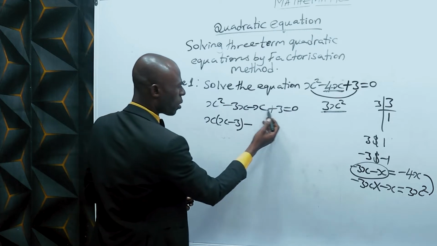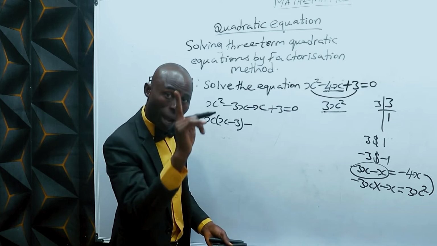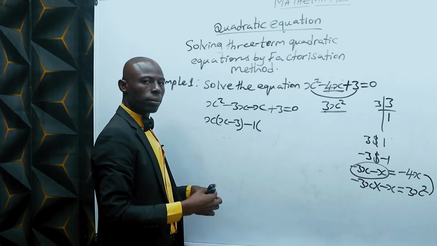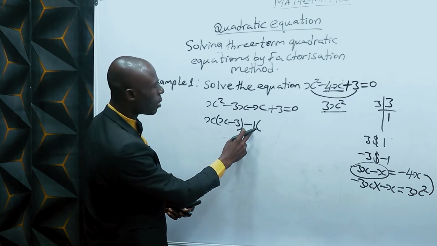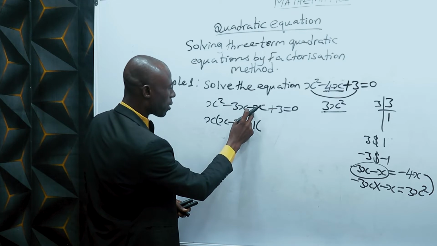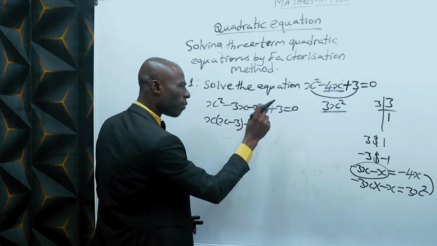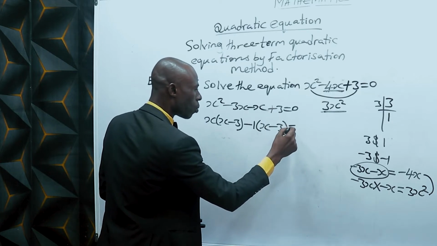Minus, what is common to this? It seems nothing is common. When it seems nothing is common, 1 is common. Mind you, put minus 1 outside brackets. Now, this minus 1 that you have outside, use it to divide minus x. It gives you positive x. Use this minus 1 to divide plus 3. It gives you minus 3 equals 0.